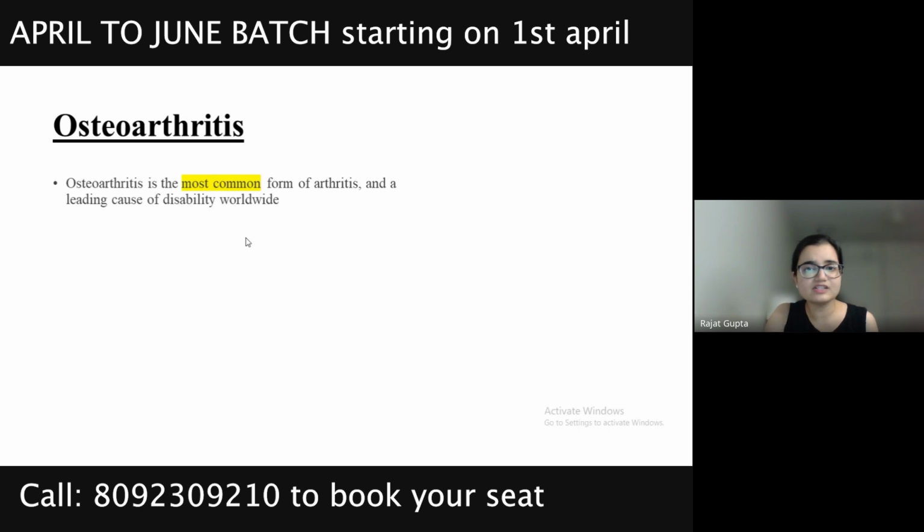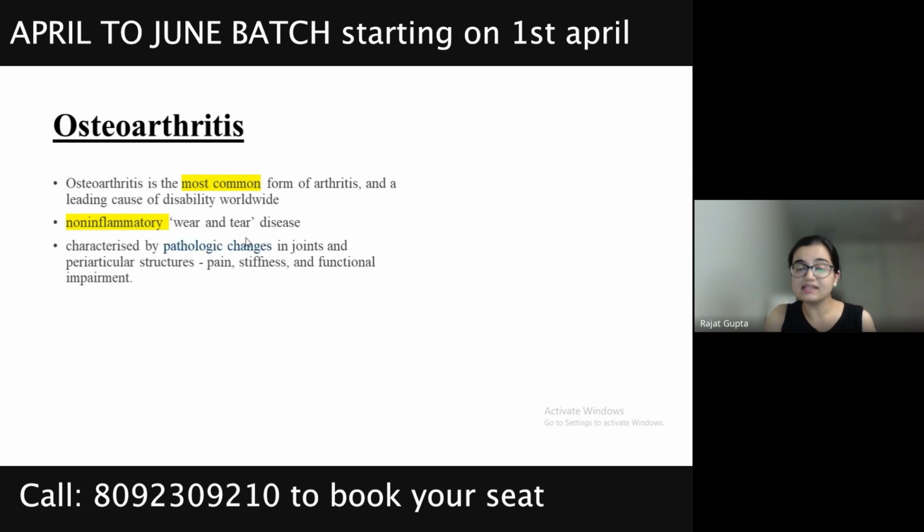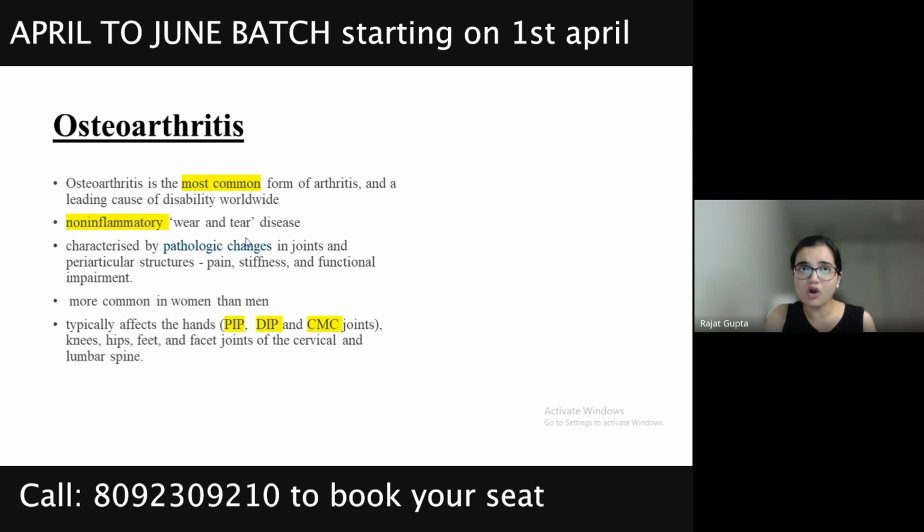So what exactly is osteoarthritis? It's a non-inflammatory type of arthritis. So it's more like a wear and tear disease, and it's the most common form of arthritis in the world. It's usually seen in the elderly population, and it's more common in women when compared to men. Now, osteoarthritis tends to affect the joints of the hand, which includes your proximal interphalangeal joint, your distal interphalangeal joint, also your carpometacarpal joints.